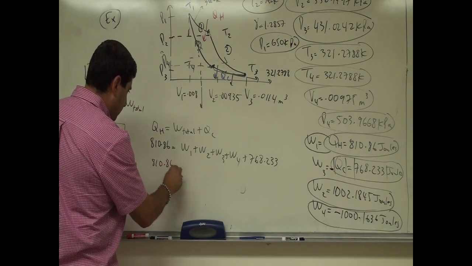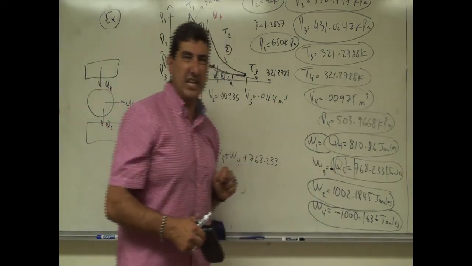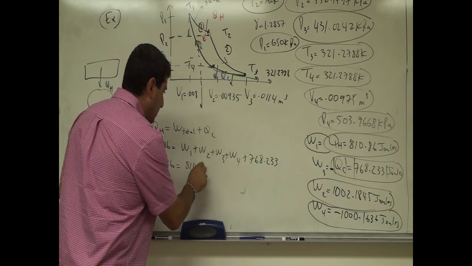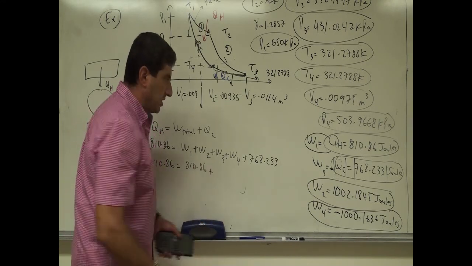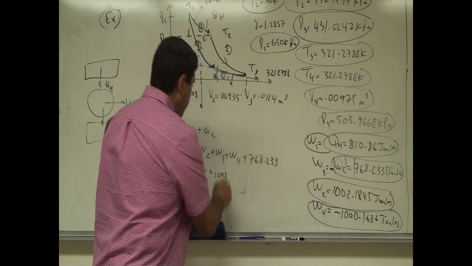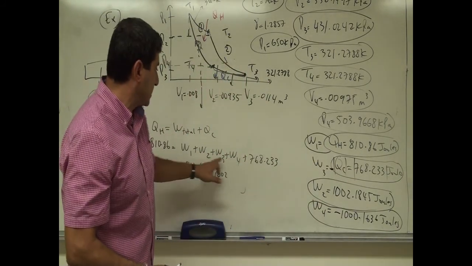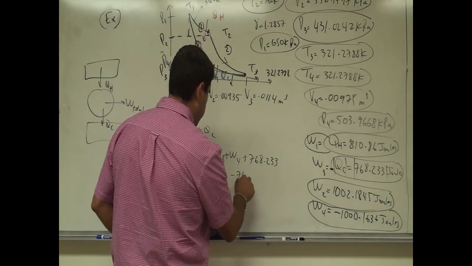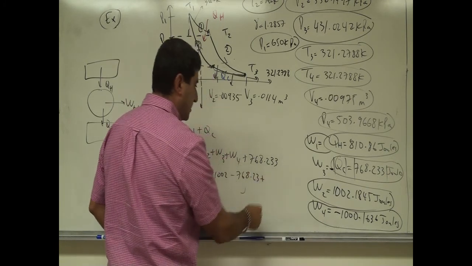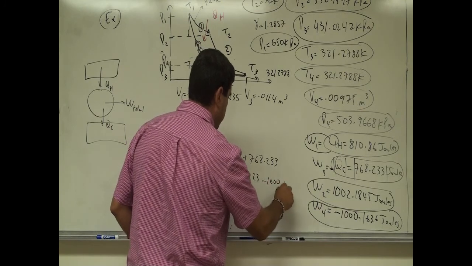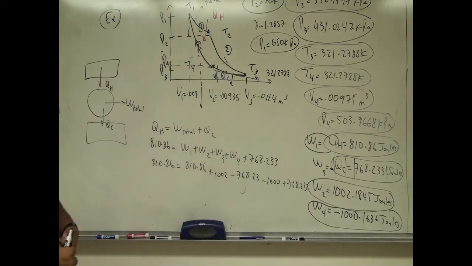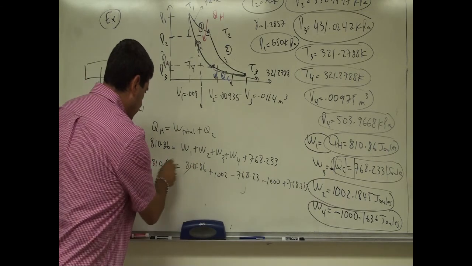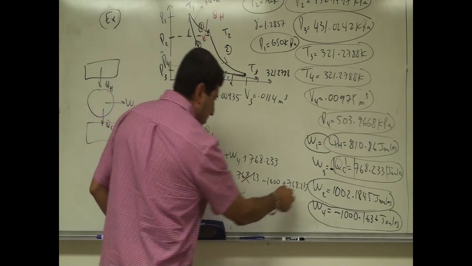So 810.86. We already said that W1 is exactly identical to QH because this is an isothermal process. So it's exactly the same. 810.86, right? And then W2 is the 1002, right? W3 we said exactly identical to 768, but it's negative of it, right? Because the work done is negative in the third stage. So it's negative 768.23. And then W4 is going to be what? Negative 1000 plus 768.233. Okay? So then what do you notice here? 810 is exactly equal to 810, so that kind of cancels, right? And then negative 768, which is W3, cancels the 768.